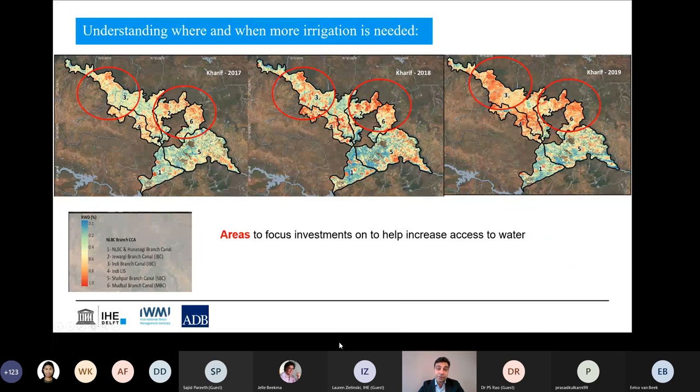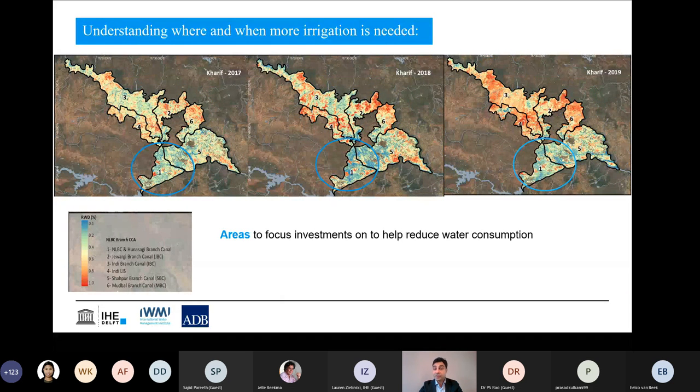So you can see the red circled areas are those areas that are constantly coming up in all the 3 years of this analysis as areas that are having low water availability and low evapotranspiration. Basically, this could mean that these are areas to focus investment to help increase access to water, because the main constraint in these areas is access and availability of irrigation water.